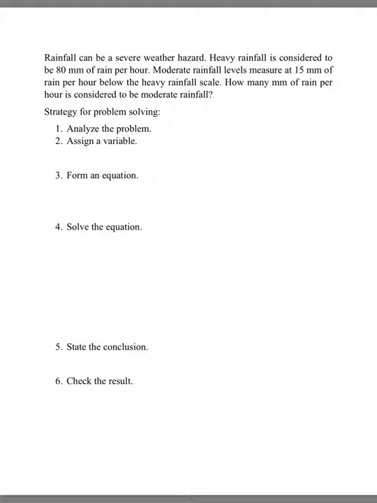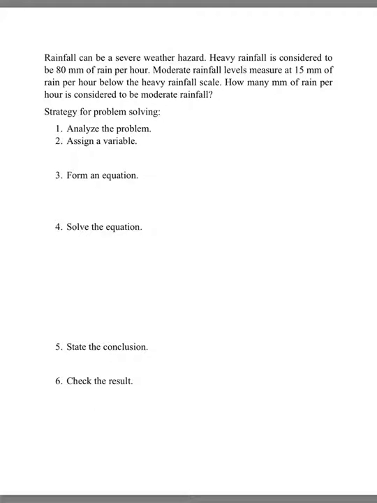Let us begin by reading the word problem out loud. Rainfall can be a severe weather hazard. Heavy rainfall is considered to be 80 millimeters of rainfall per hour. Moderate rainfall levels measure at 15 millimeters of rain per hour below the heavy rainfall scale. How many millimeters of rain per hour is considered to be moderate rainfall?